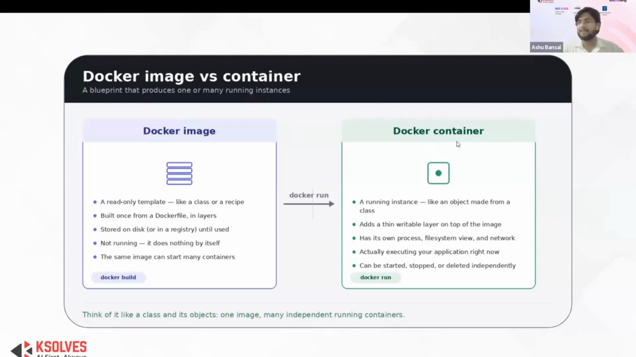A container has its own application layer and file system. So you can see a Docker image is in the rest state, and we do the docker build. Once it is executed with docker run, it takes the form of a Docker container. It has its own process, file system, views, and network, a thin layer, and can be started and stopped independently.